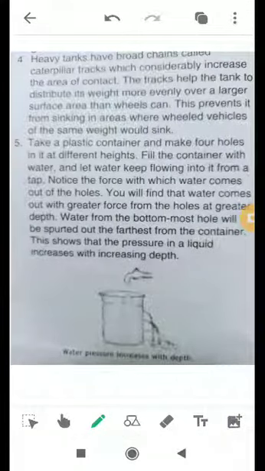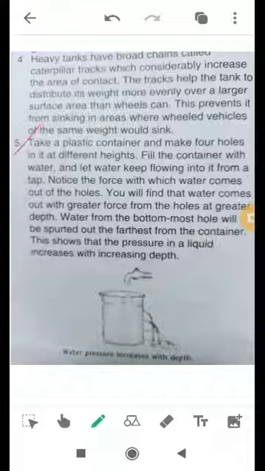Fourth question, why are caterpillar tracks used in battle tanks instead of tires? Heavy tanks have broad chains called caterpillar tracks, which considerably increase the area of contact. The tracks help the tank to distribute its weight more evenly over a larger surface area than wheels can. This prevents it from sinking in areas where wheeled vehicles of the same weight would sink.